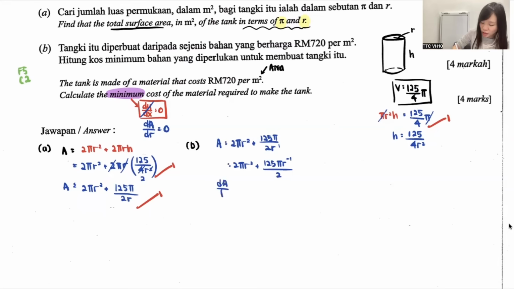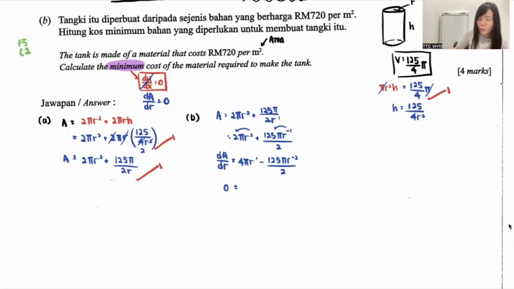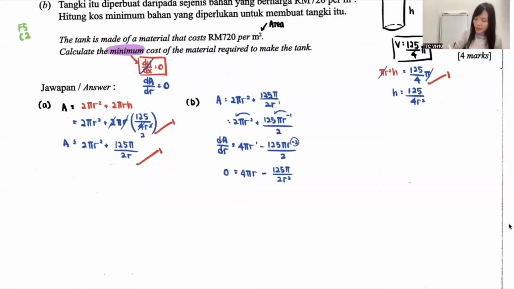Now let's start to differentiate it, dA/dr. So times, and then -1. 2 times 2, isn't it 4? Power -1, isn't it 1? So -1 times this, -125 pi. Power -1, isn't it -2? The over 2 is still over 2. So remember, dA/dr will equal 0. You can write 0 straight away. It's equivalent to 4 pi r minus 125 pi. I don't like negative powers, so at the end, you can keep them back down, become power 2. Isn't it? This is your dA/dr.